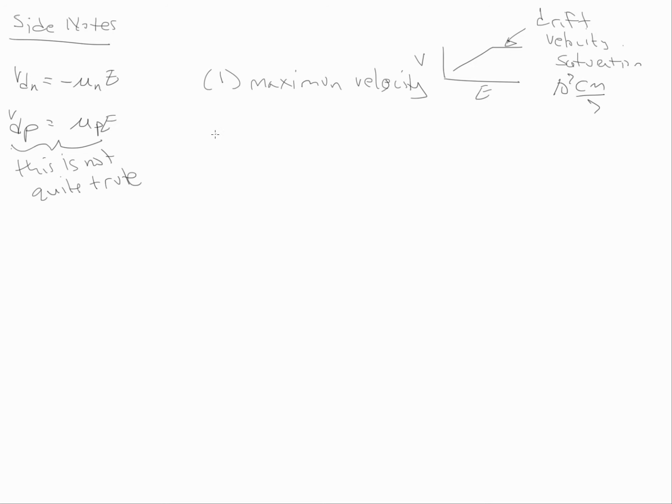And then the other thing is that these mobilities of your charge carriers are actually dependent on your doping concentration. As the concentration goes up, your mobilities generally go down. And that's really what the side note says. Just something to be aware of.